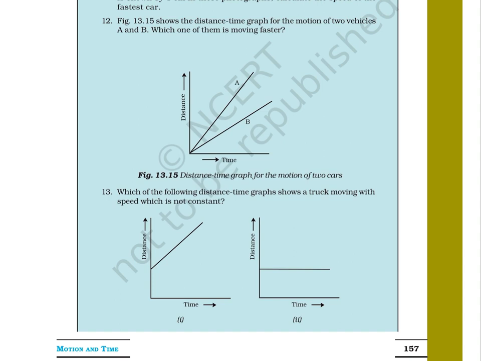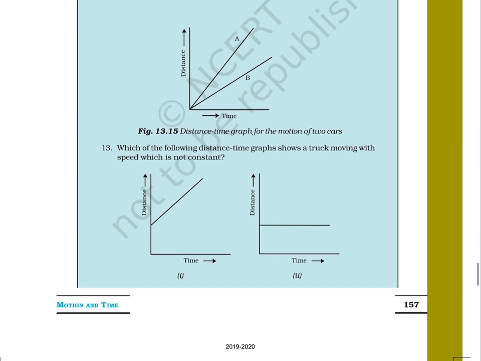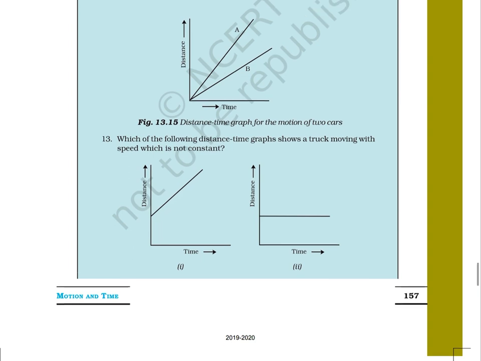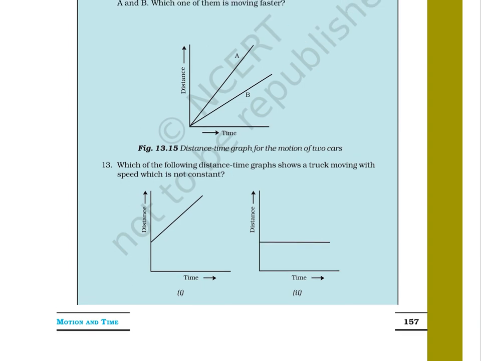Figure 13.15 Distance time graph for the motion of two cars. The x-axis represents time. The y-axis represents distance. There is an upward sloping line A. It is almost at an angle of 45 degrees. There's another upward sloping line B. It is almost at an angle of 30 degrees.